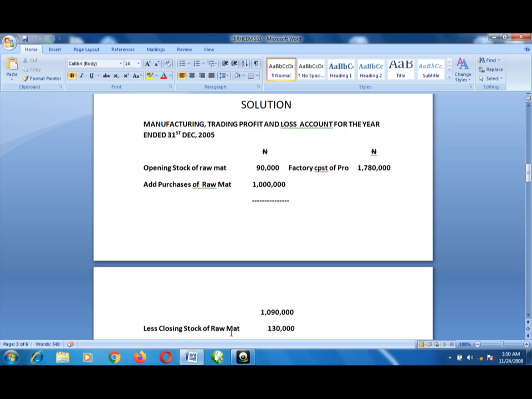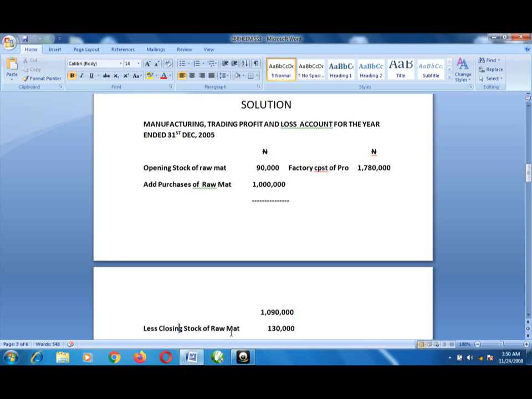Before you transfer the purchases to under your opening stock of raw materials, check the additional information whether you have another item that will affect your purchases, like return outward on raw materials, carriage inward on raw materials, and so on, or raw materials withdrawn for personal use by the owner of the company. If there is nothing like that, you transfer the 1,000,000 to under the 90,000 naira, which will give us the figure.